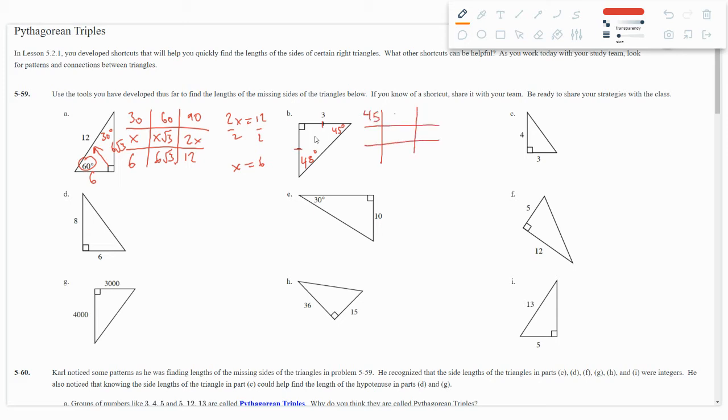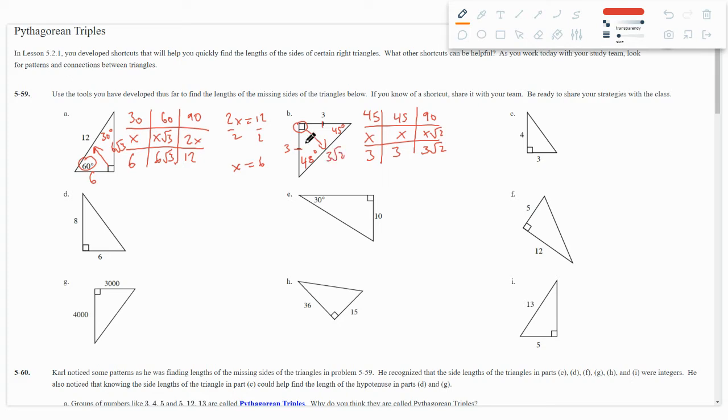So same thing with the tic-tac-toe board. We go ahead and we put 45, 45, 90. We get x, x, and x root 2 because the two legs of an isosceles right triangle are the same, as shown through these little tick marks here. And since we know that one of the sides is 3, that means the other side has to be 3. And then for the hypotenuse, that's going to be a 3 with a root 2 on it. And so that'll be nice and easy there. And so those are the missing side lengths for part B.